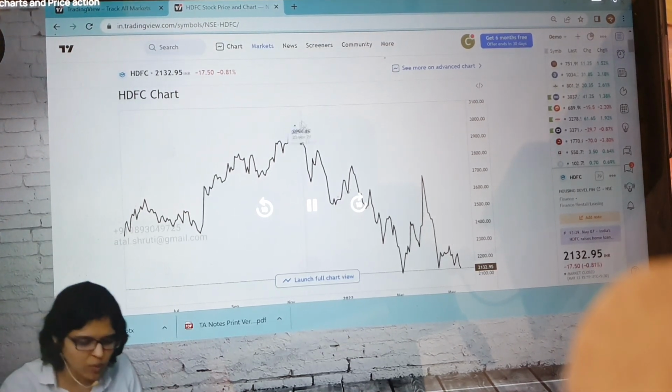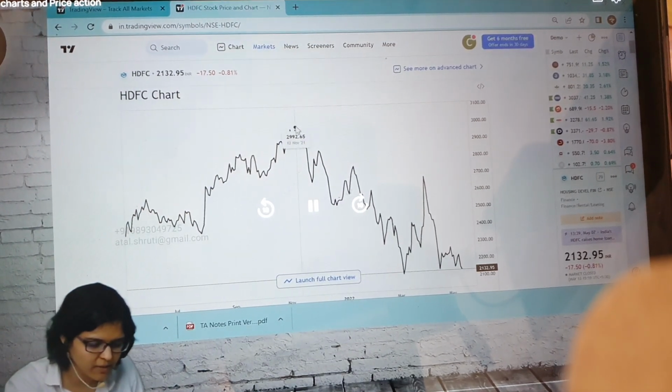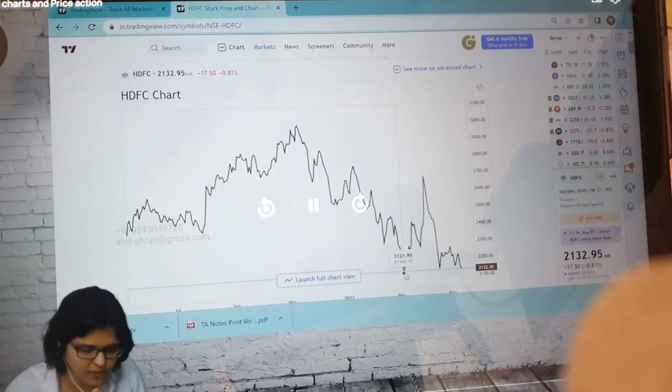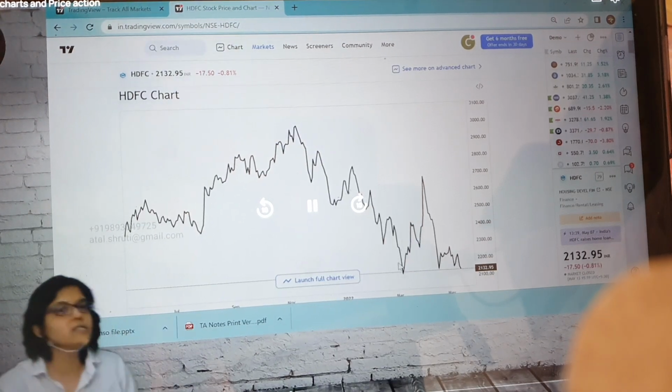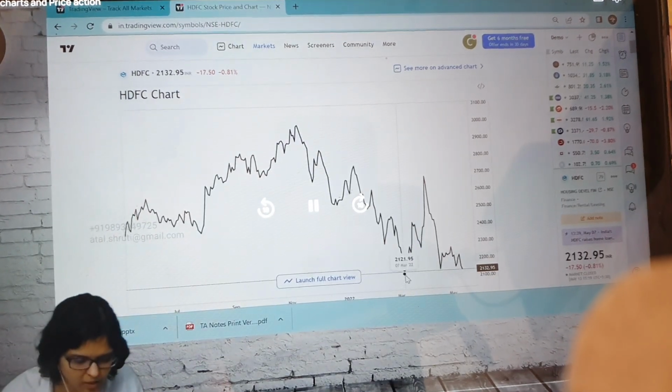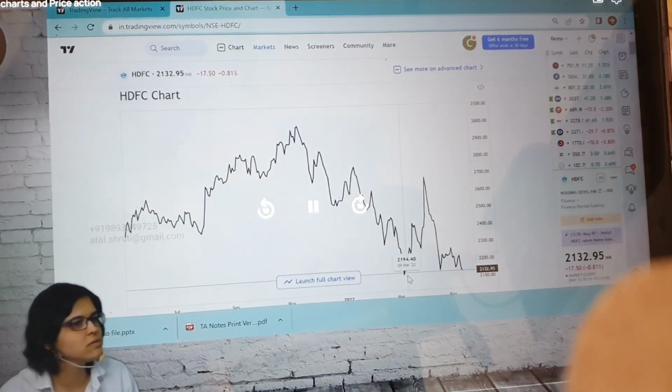Now in line chart, what does this point indicate? Let us say 1 point. I'm just keeping my cursor here. Okay, here 7th part, let us say bottommost point you can see here. On this chart, what is this 2121.95? What is the meaning of this 2121.95? It is the closing price of HDFC on 7th of March.